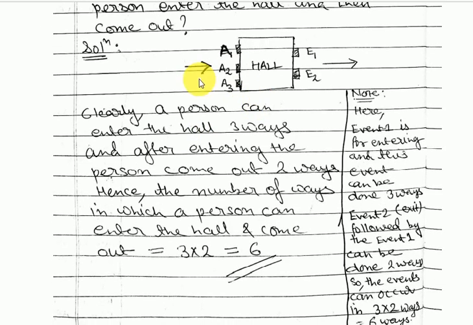So 3 ways he can enter, the first event, and 2 ways he can come out, the second event. So 3 into 2, 6 ways. Clearly a person can enter the hall 3 ways, and after entering the person can come out 2 ways. Hence the number of ways in which a person can enter the hall and come out is equal to 3 into 2 equal to 6 ways.